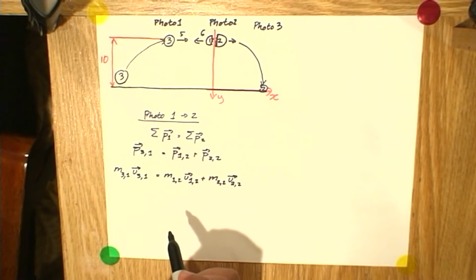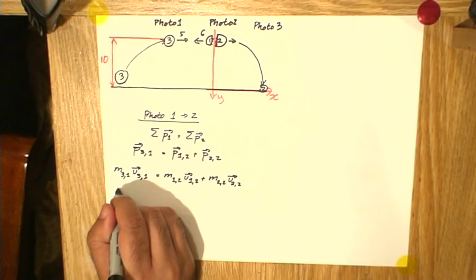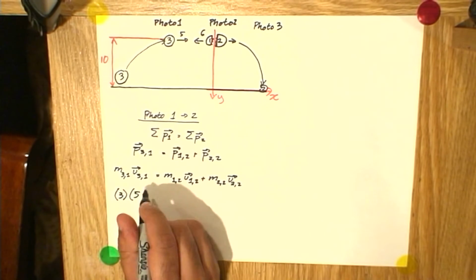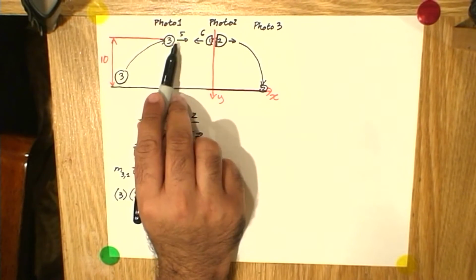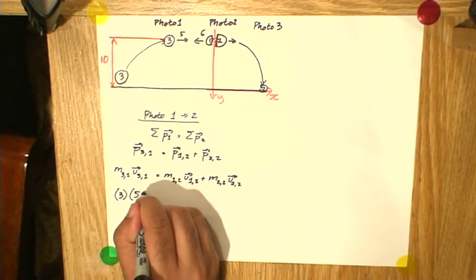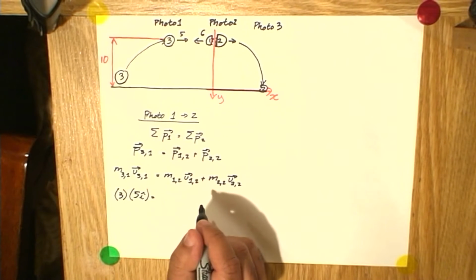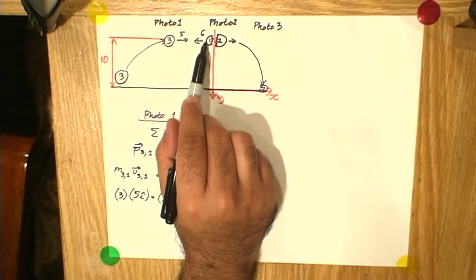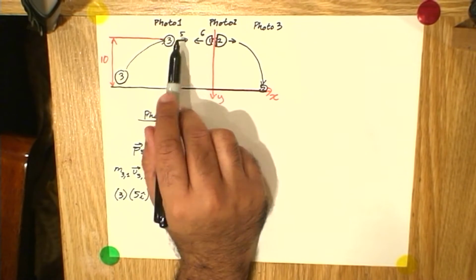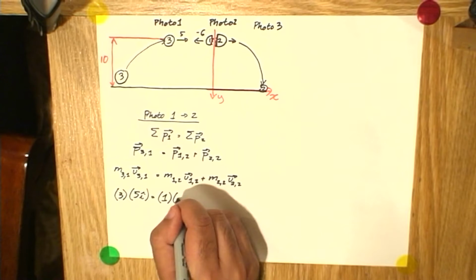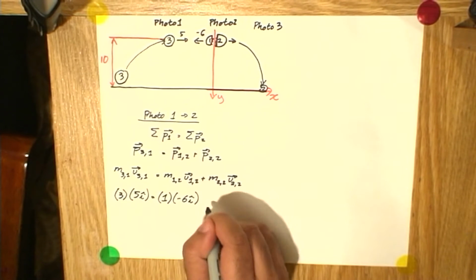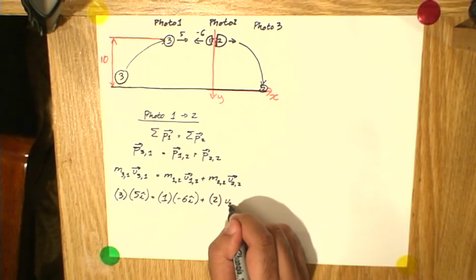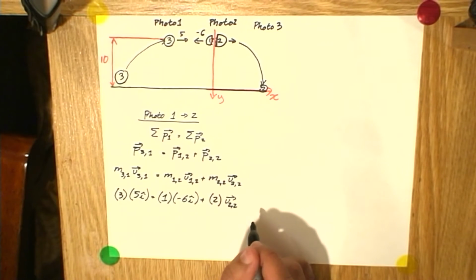Now let's plug in everything that we know. The mass of the 3 kilogram fragment, 3. Velocity of the 3 kilogram fragment, 5, and the way that I've set up my axes, this would be in the positive x direction, so that's 5 i hat, is equal to mass of the 1 kilogram object, 1, velocity of the 1 kilogram object, 6 meters per second leftwards, which is actually negative 6 i hat, plus mass of the 2 kilogram fragment times velocity of the 2 kilogram fragment in photo 2.